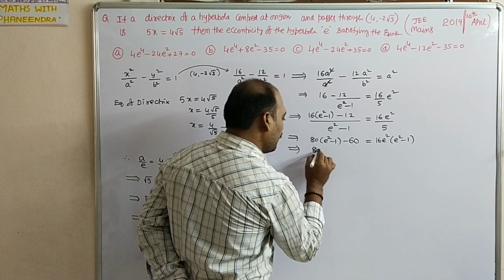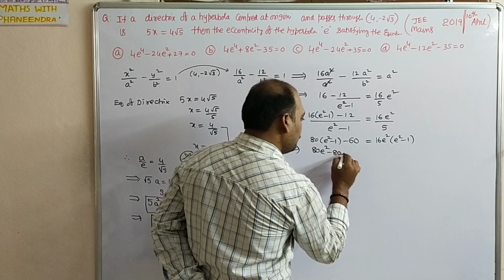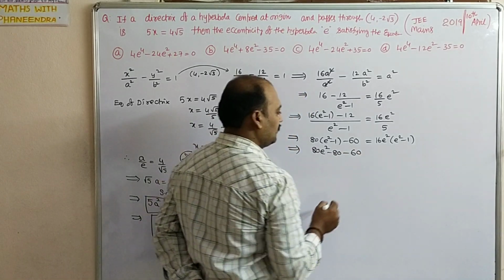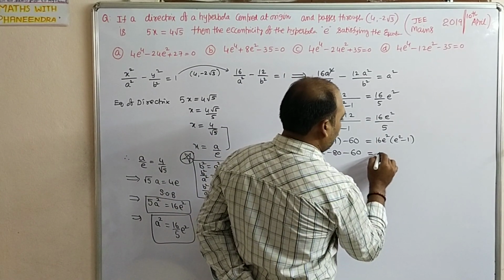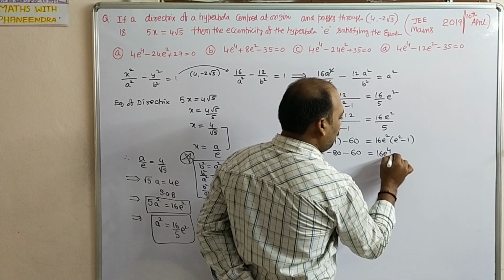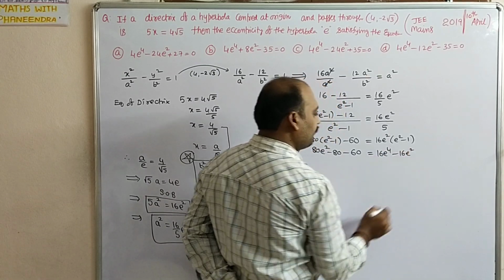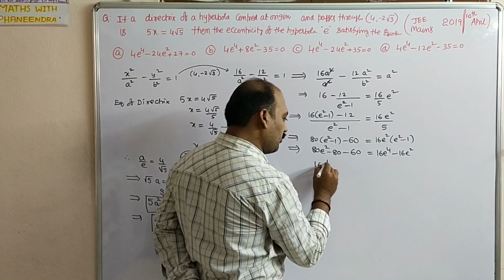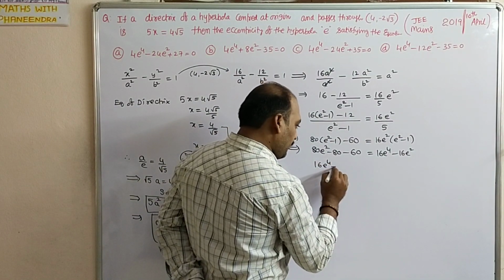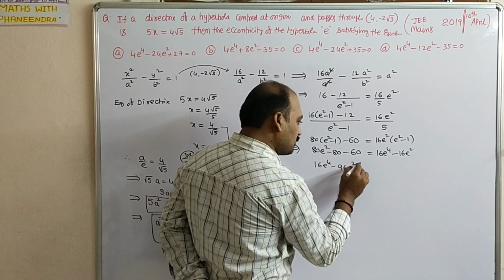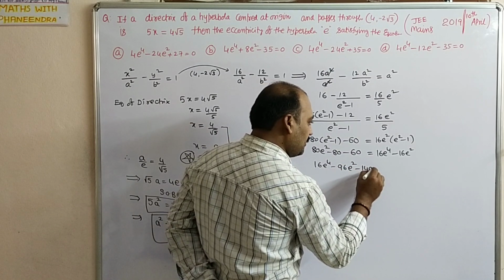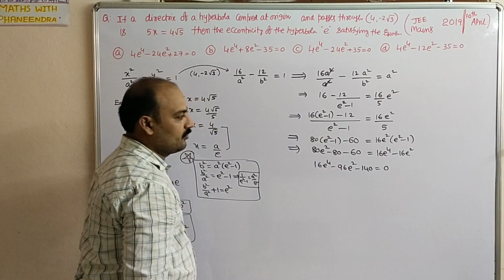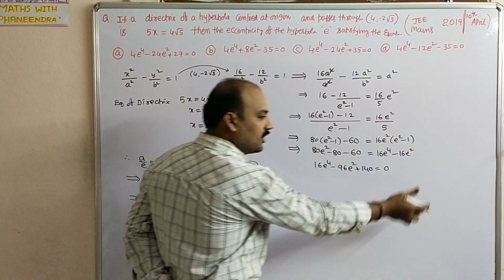So 80e² minus 80 minus 60, which is equal to 16e⁴ minus 16e². These values I am taking to this side. So 16e⁴ minus 96e² minus 140 equal to 0. So plus 140, these values we are taking this side.